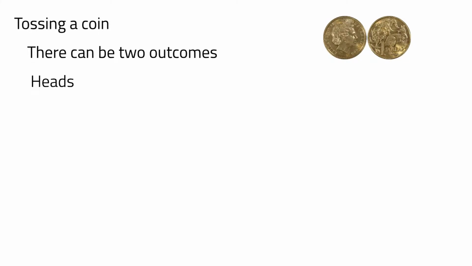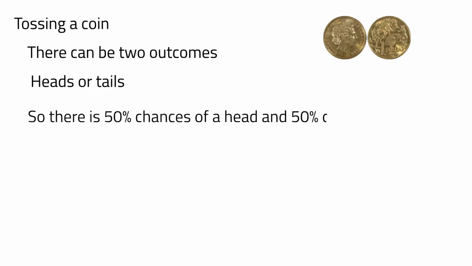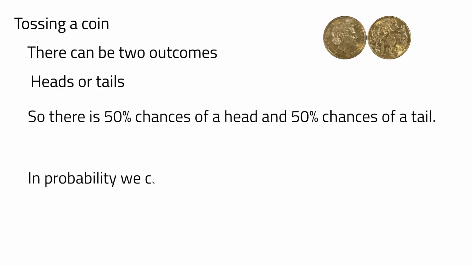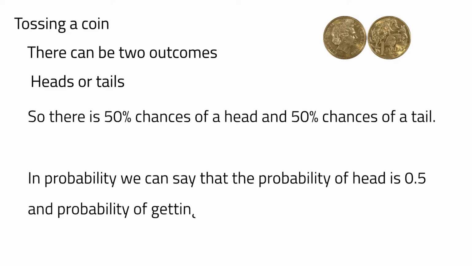Everyone is familiar with a coin toss. A coin has two faces, a head and a tail. So there are only two outcomes, a head or a tail. Theoretically speaking, we have 50% chance of a head and 50% chance of getting a tail. In terms of probability, there is 0.5 probability of getting a head and a tail, provided that the coin is a fair or an unbiased coin.